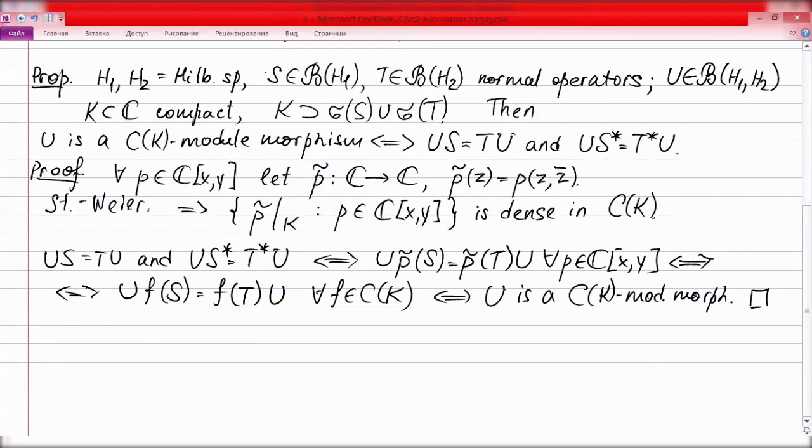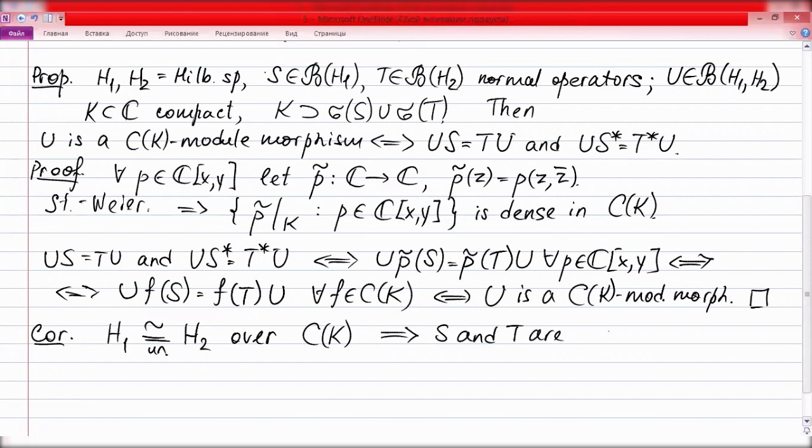Okay, as a corollary, we get the following result. If our modules H1 and H2 are unitarily isomorphic over C(K), then our operators S and T are unitarily equivalent. That is, there exists a unitary operator U from H1 to H2 such that U intertwines S and T. That is, US equals TU.